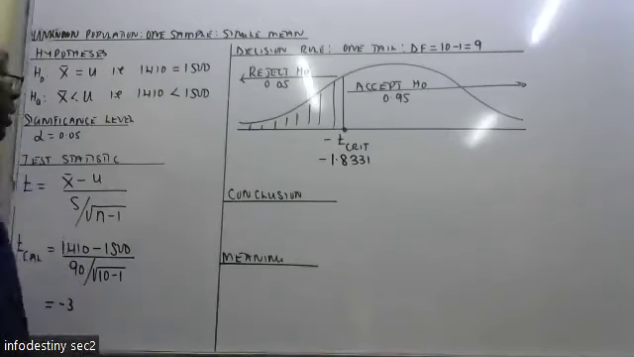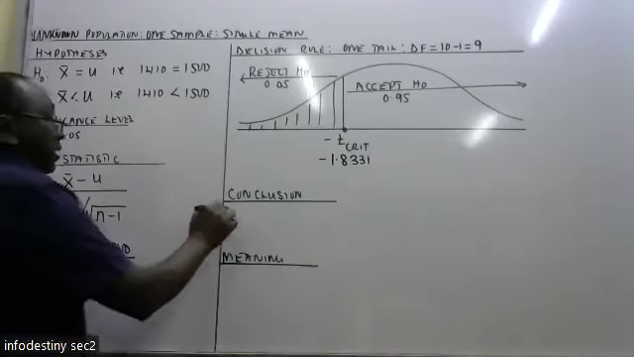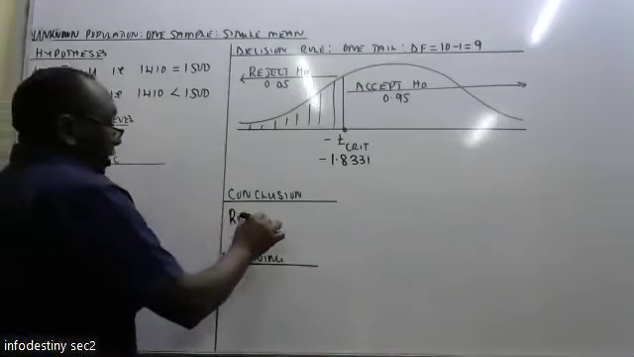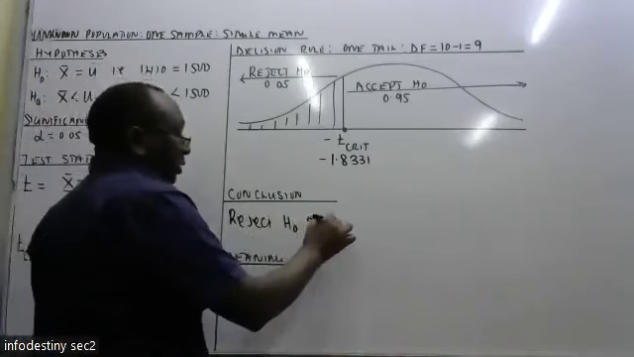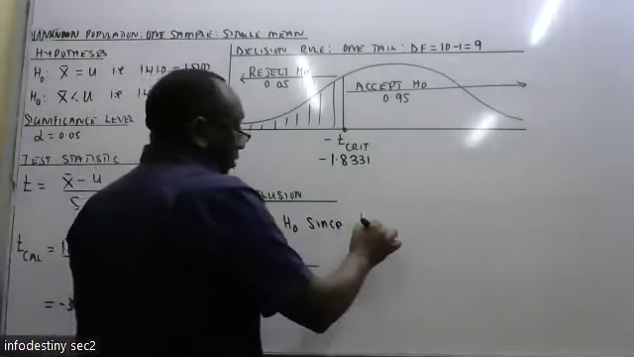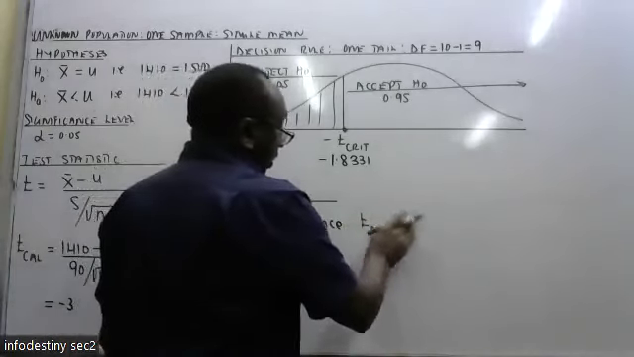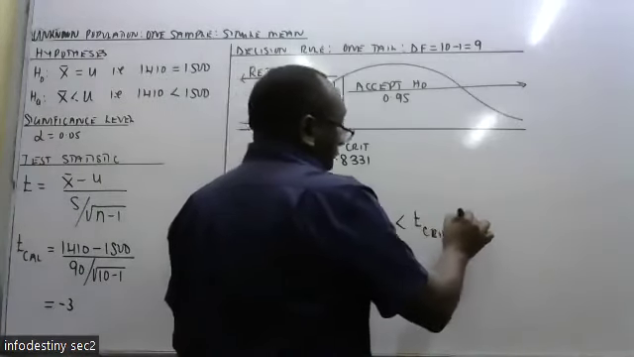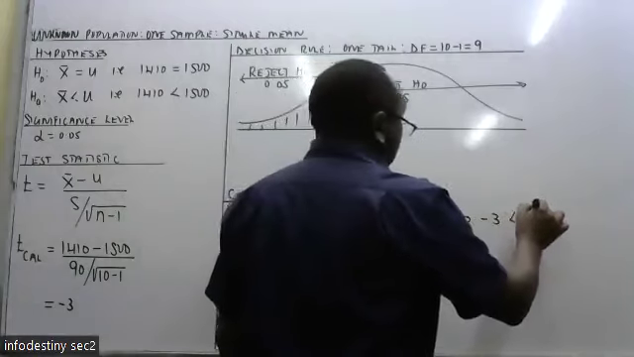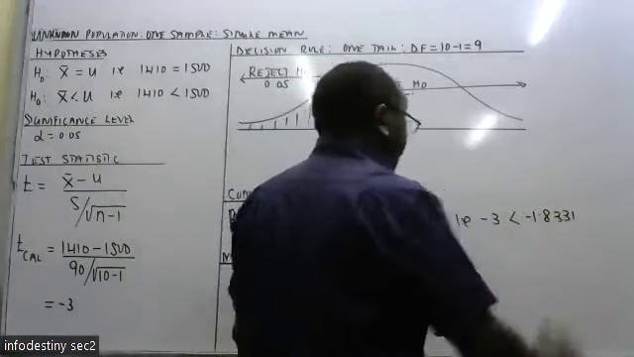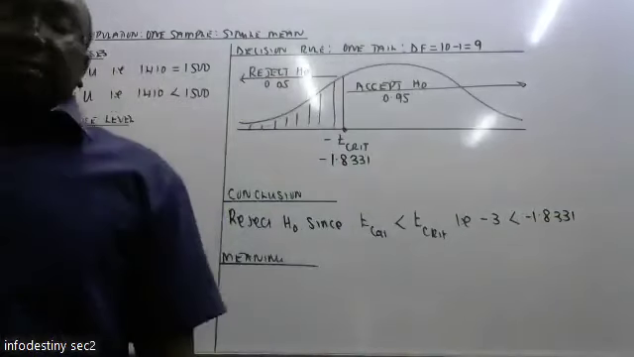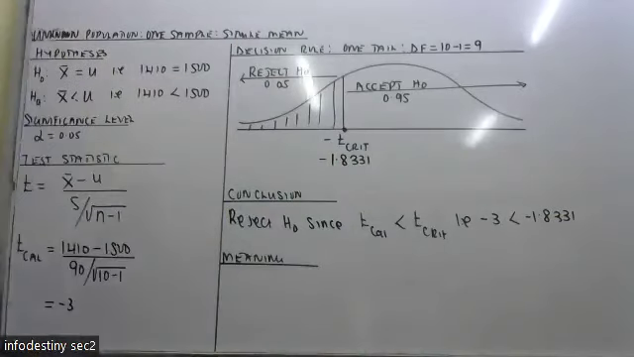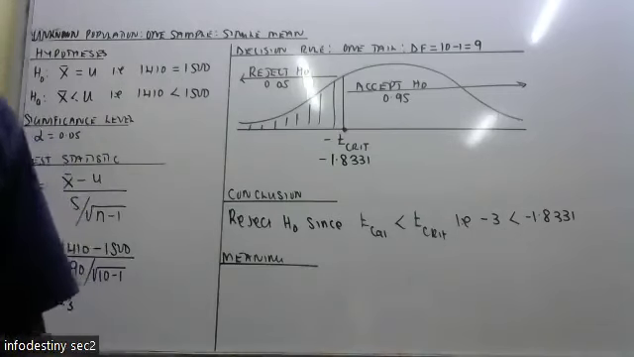From there, conclusion, what do we say? We reject the null hypothesis since T calculated is less than T critical. That is -3 is less than -1.8331. The meaning is that the useful life has shifted from the normal 1500.